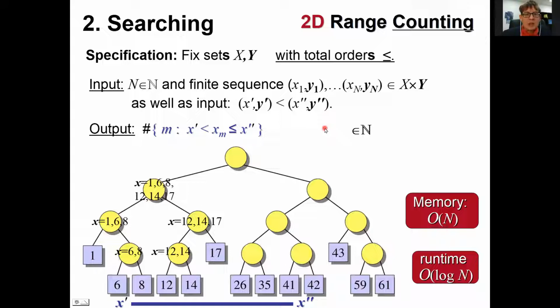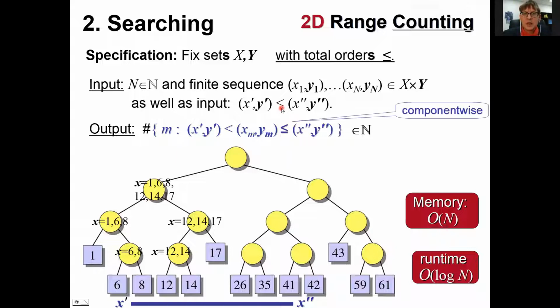And the output, according to the specification, is now not the number of elements that satisfies the X range condition, but the number of elements that satisfy both conditions component-wise. Component-wise means we're looking at the number of elements whose X coordinates lie in the X range and whose Y coordinates lie in the Y range. So it's a conjunction of 2 total order conditions.